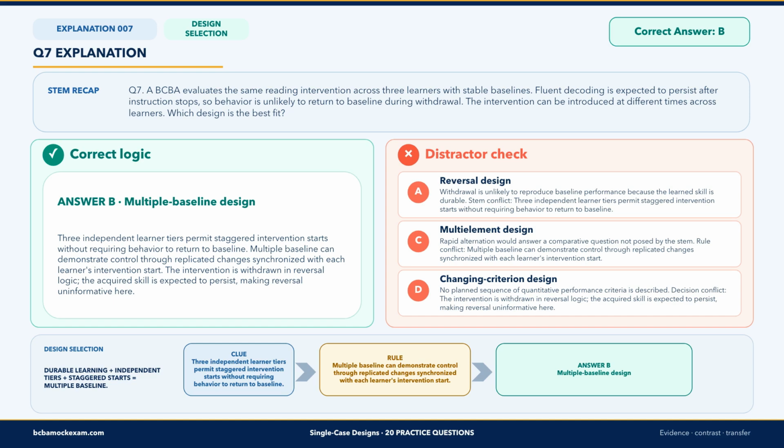Against the same facts, consider the first alternative. Reversal design. Withdrawal is unlikely to reproduce baseline performance because the learned skill is durable. The evidence also bears on the next choice. Multi-element design. Rapid alternation would answer a comparative question not posed by the stem. One more comparison remains. Changing-criterion design. No planned sequence of quantitative performance criteria is described. Durable learning plus independent tiers plus staggered starts means multiple baseline.